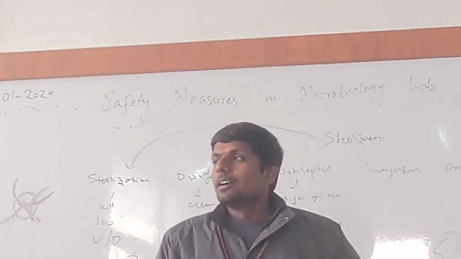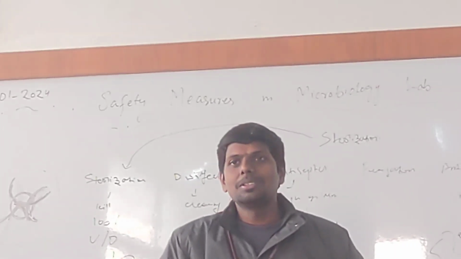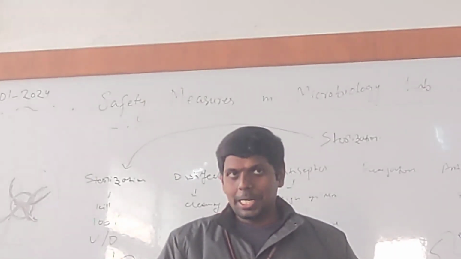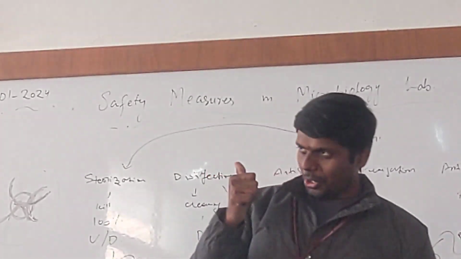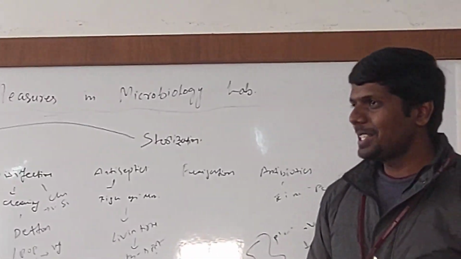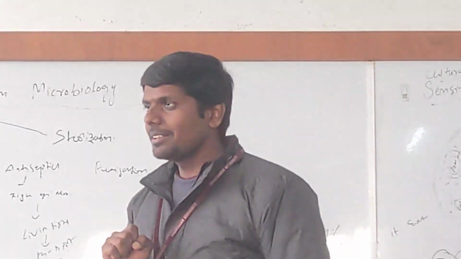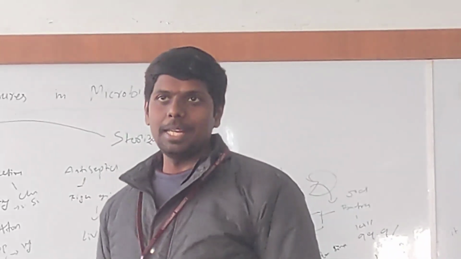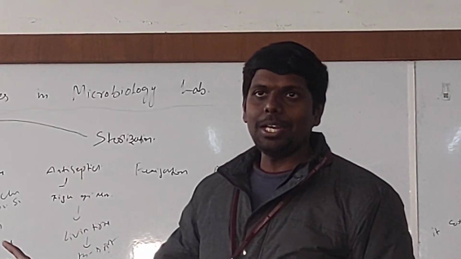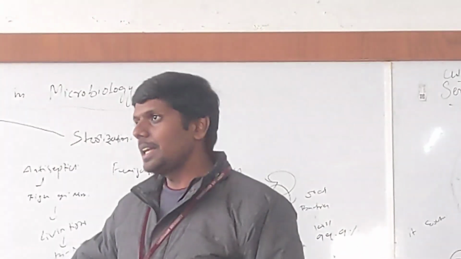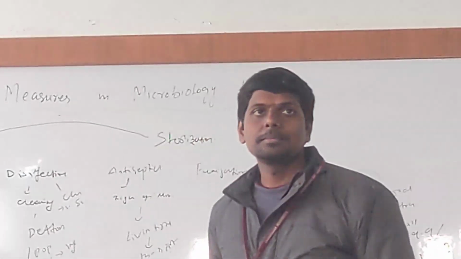So, can you tell me the temperature of autoclave now? I already wrote it on the board. 121 degrees centigrade. What is the pressure of autoclave? 15 psi. And what is the duration of autoclaving? 15 minutes. So this is the gold standard timing for autoclaving: 121 degrees centigrade at 15 psi for 15 minutes.